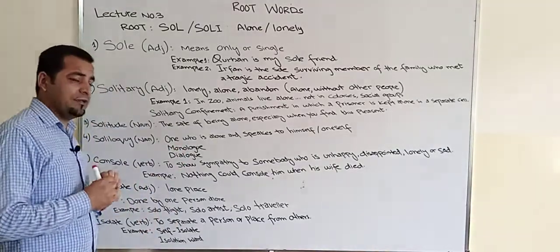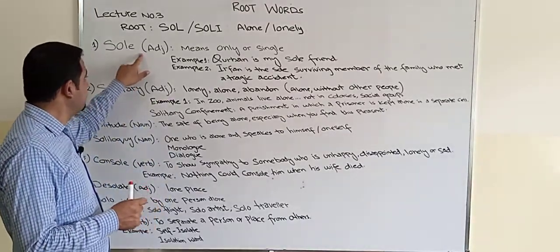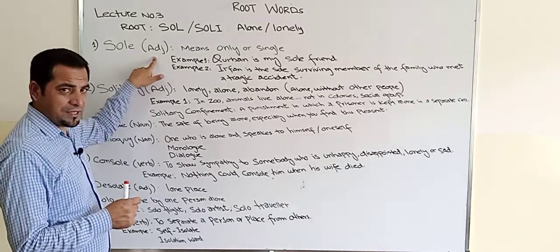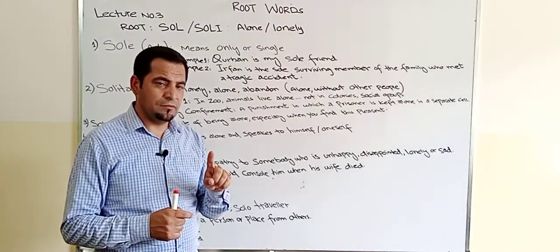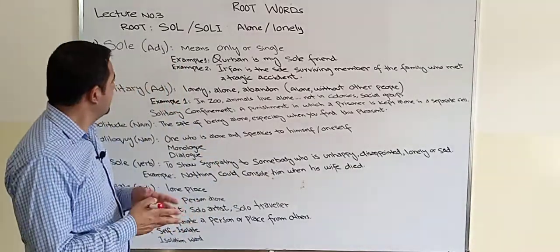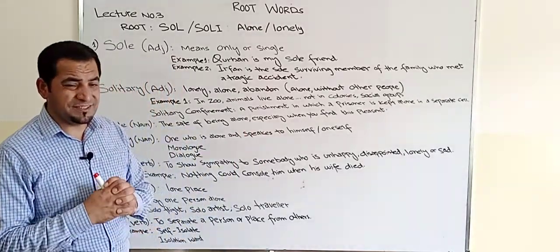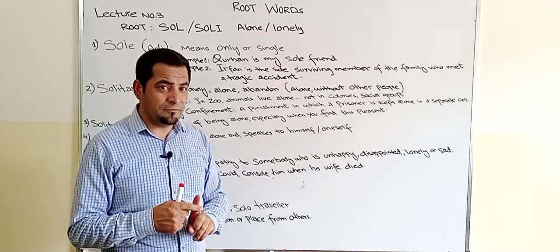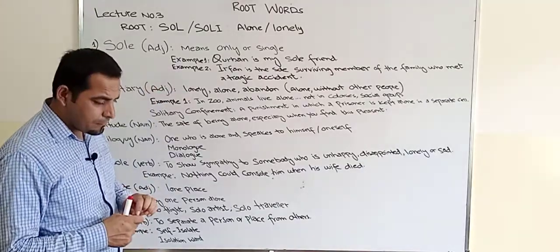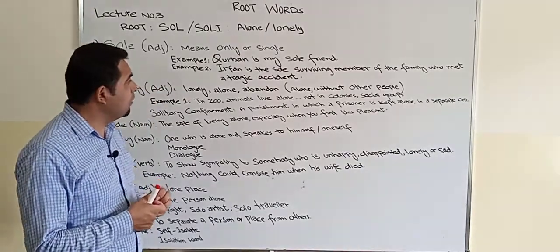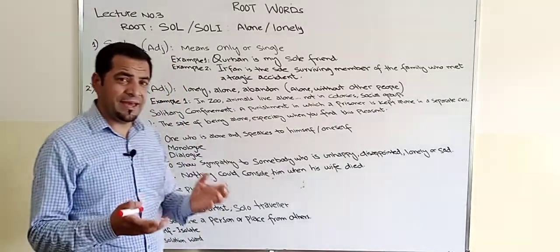So the first word I have selected is sole. The part of speech for this word is adjective, and it means single or only. Example number 1, Qurban is my sole friend. Now this means that I have only one friend and he is Qurban, right? Example number 2, Irfan is the sole surviving member of the family who met a tragic accident.